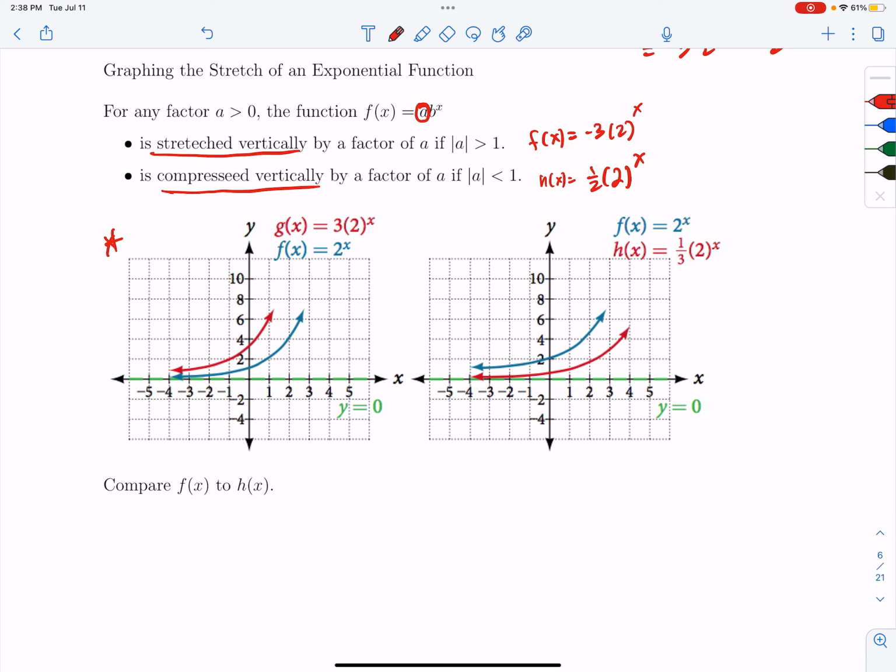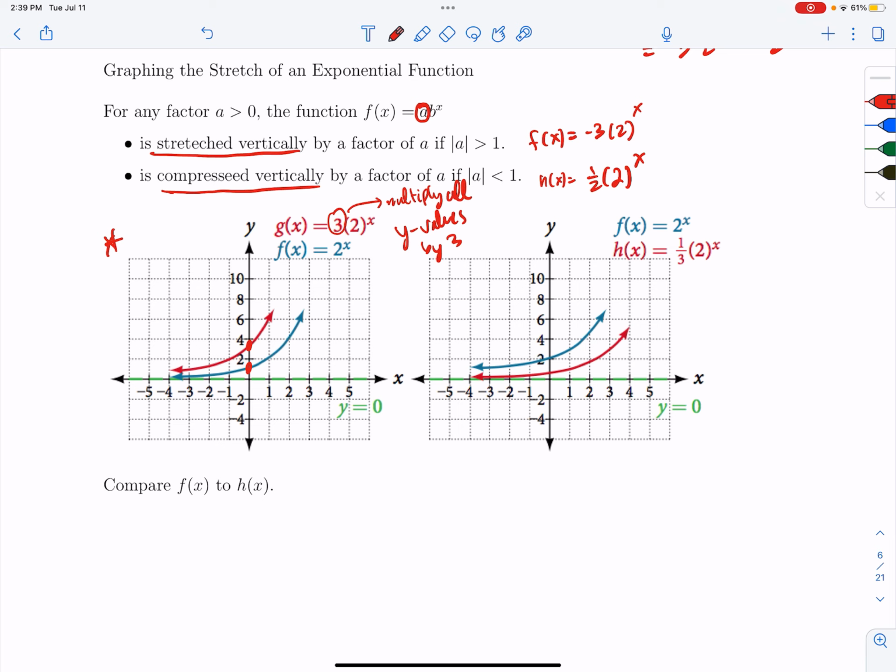And what that does is it multiplies. So this 3, what that means is multiply all y values by 3. And that's what we see here. The y-intercept is 1, and then it becomes 3.